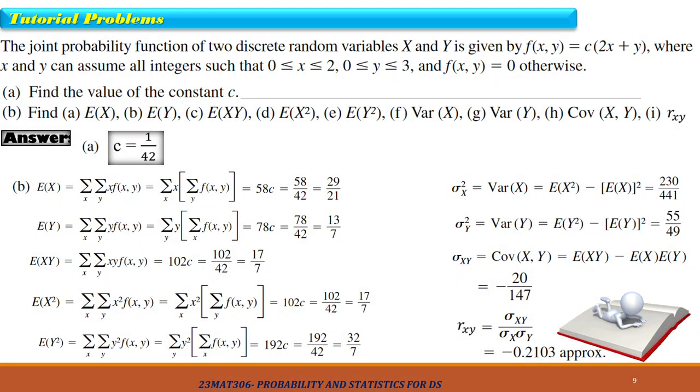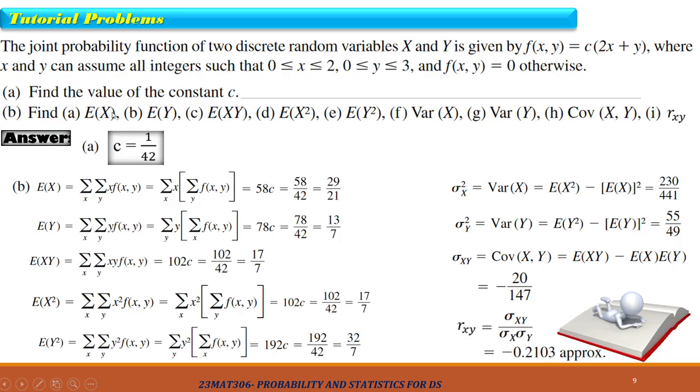Next problem, the joint probability function for two discrete random variables x and y is given by f of x comma y, where x and y can assume all the integers. It is also given in the form of some ranges, and f of x comma y is equal to 0 otherwise. Find the value of the constant c. We know that it is a two-dimensional random variable, right? So the double summation value is always equal to 1. Using that formula, we get the answer 1 by 42.